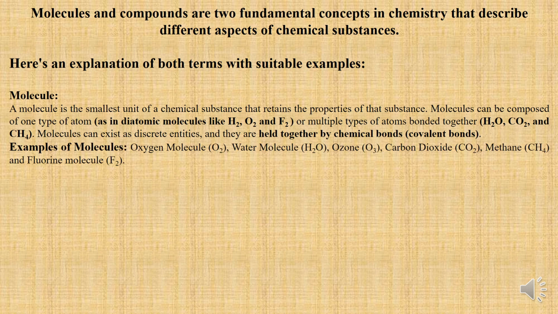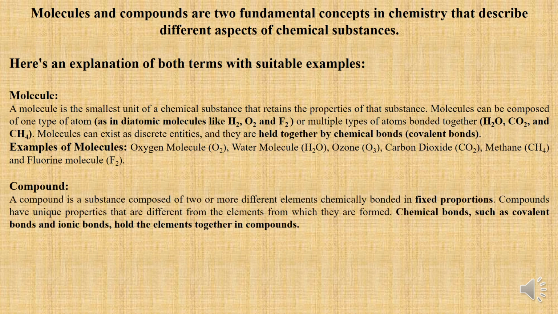Now, in all these examples, you will find that molecules are made up of either the same type of atoms or different atoms. A compound is a substance composed of two or more different elements chemically bonded in fixed proportions. Compounds have unique properties that are different from the elements from which they are formed.